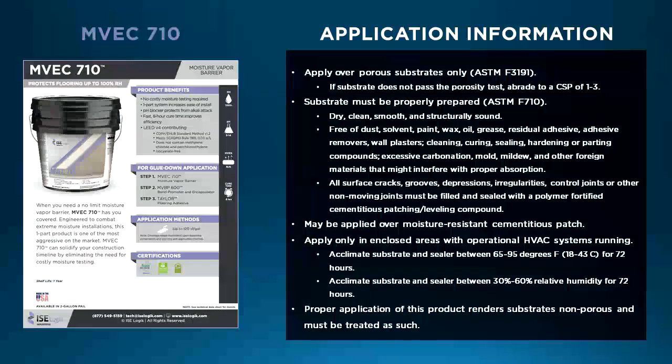Also, when you apply it in closed areas with operational HVAC, you need to acclimate the substrate and sealer up to 60% relative humidity for 72 hours, and also 65 to 95 degrees Fahrenheit. Proper application of this product, of course, renders the substrate to be non-porous and it must be treated as such.